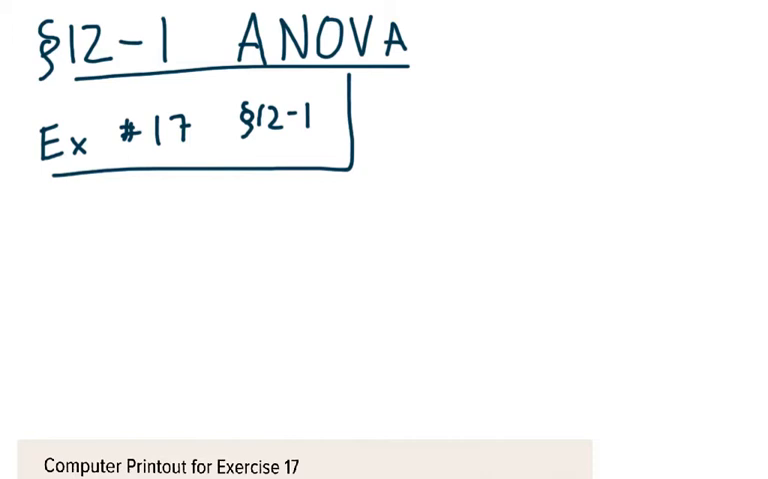Probably our last or maybe our second last video for the course. I think I said that the past two times. All right, so in this video, we're going to go through Chapter 12, Section 1 on ANOVA. We're going to do an exercise, not an example. This is from the end of section exercises for 12-1. We're going to do exercise number 17.